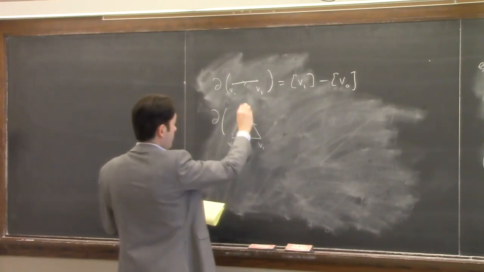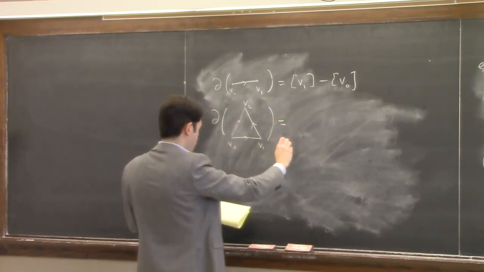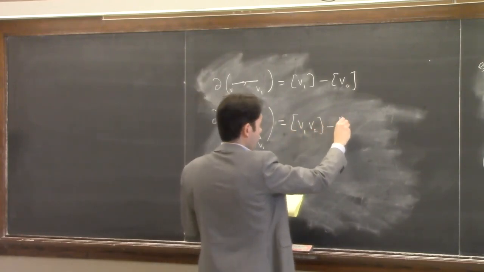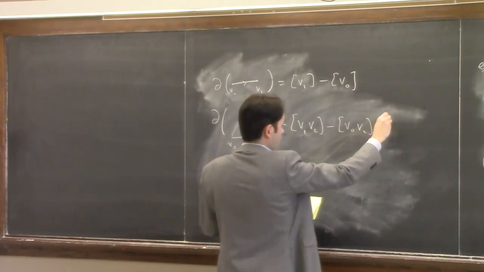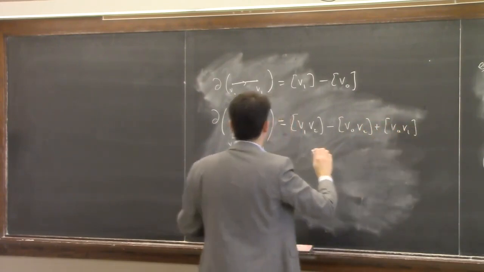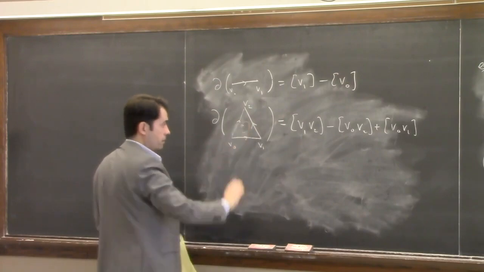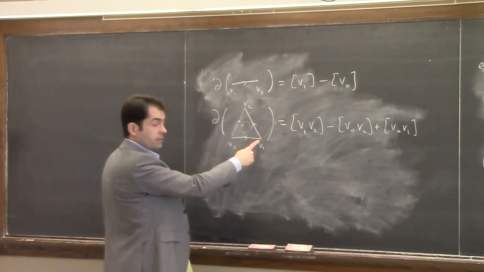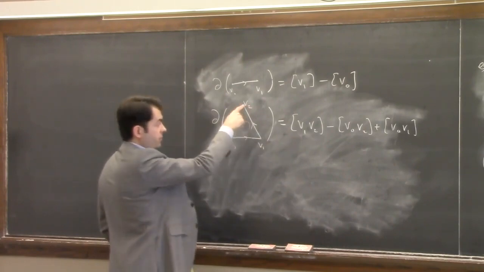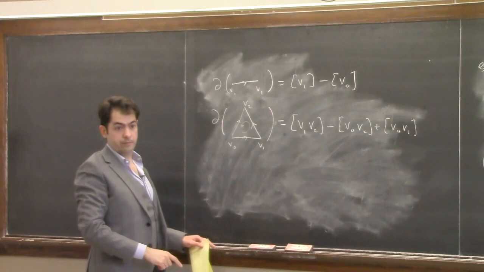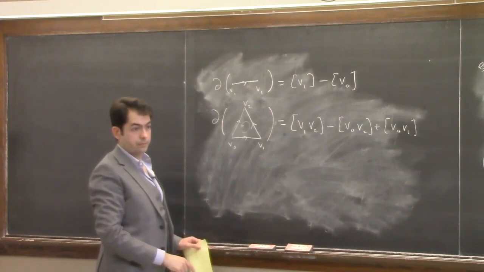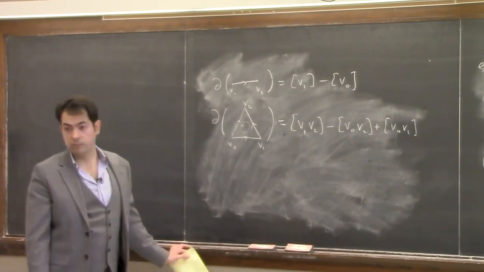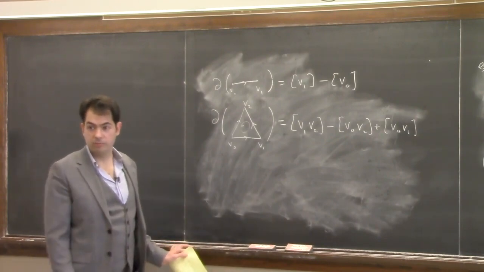If we had a 2 simplex like this, then the boundary is going to be v1 v2 minus v0 v2 plus v0 v1. So you just imagine going around counterclockwise. And so this edge gets a plus sign, this edge gets a plus sign, that edge gets a minus sign. Because in math, counterclockwise is positive.